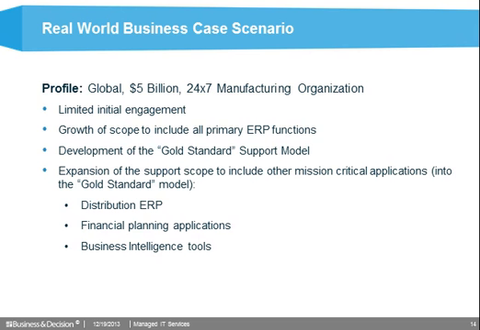Because of that, the CIO said, all right, we have all these other very mission-critical applications. Let's take this gold standard model and expand it to all these other systems. So they had a distribution ERP system. They had financial planning applications. They had business intelligence tools. They had collaboration tools. And basically, we built this gold standard on top of all these other mission-critical applications.